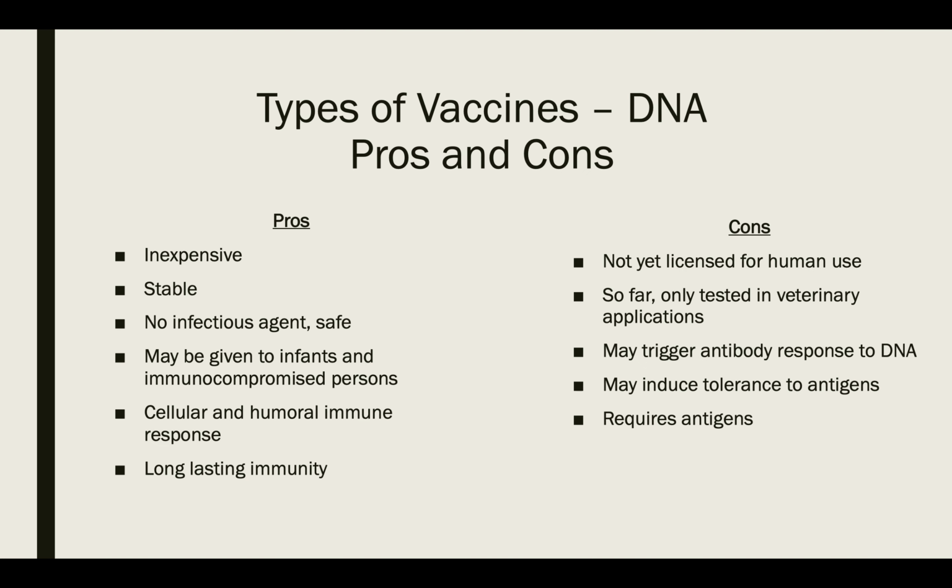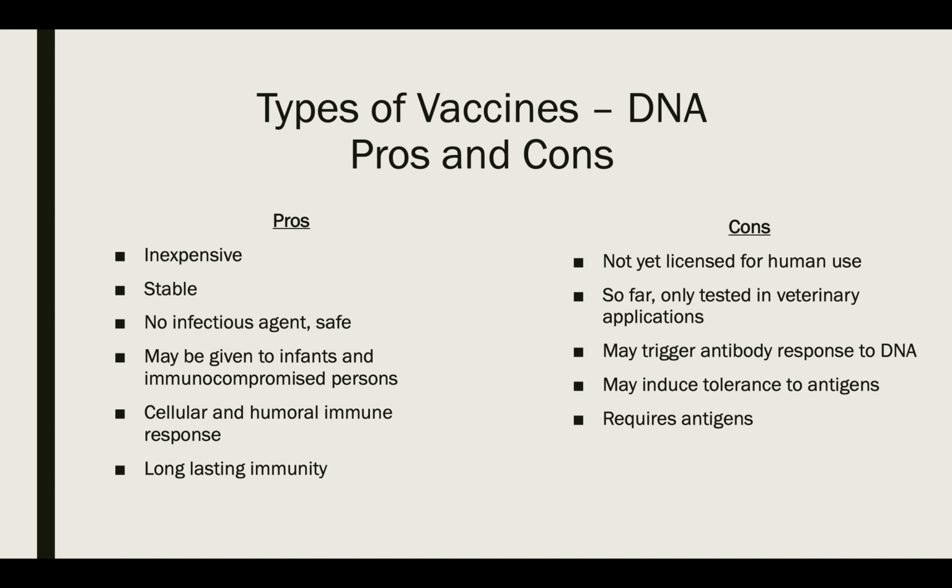Okay, pros and cons. They're actually really inexpensive. Plasmids, recombinant plasmids, are easy to make. I did it in lab as a student, and it worked. No, I wasn't making a DNA vaccine, but I was able to make a plasmid that we then put into E. coli, and it made the protein we wanted.